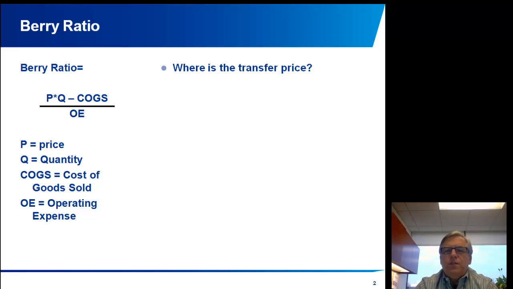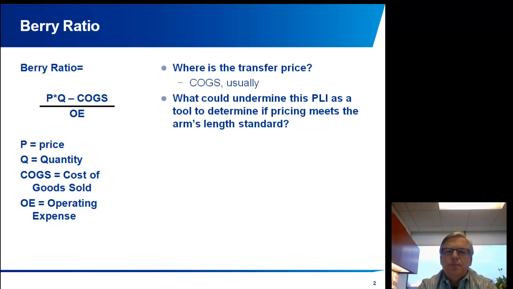Now, when you use this transfer pricing profit level indicator, where is the transfer price going to be affecting this equation? Well, generally, it's going to be in the COGS. A Berry ratio is normally used for a distributor, and it's used in some very special cases of distributors, those in which the variation in the ratio of operating expense to COGS is affecting how you're perceiving the profitability relative to the services rendered most commonly.